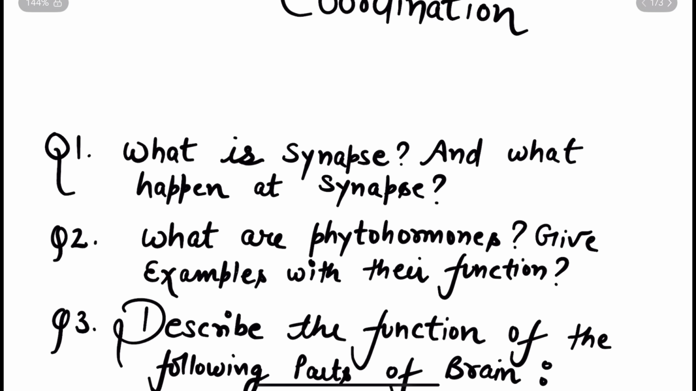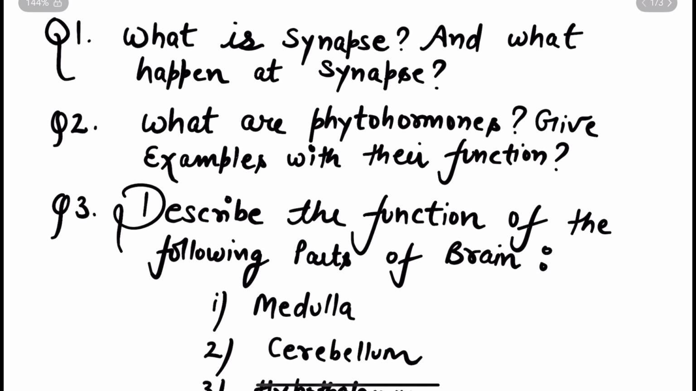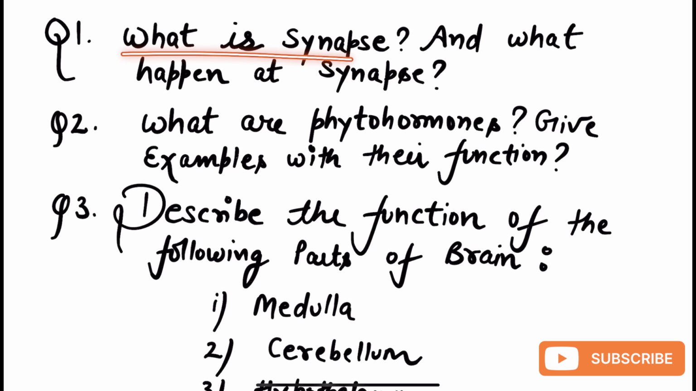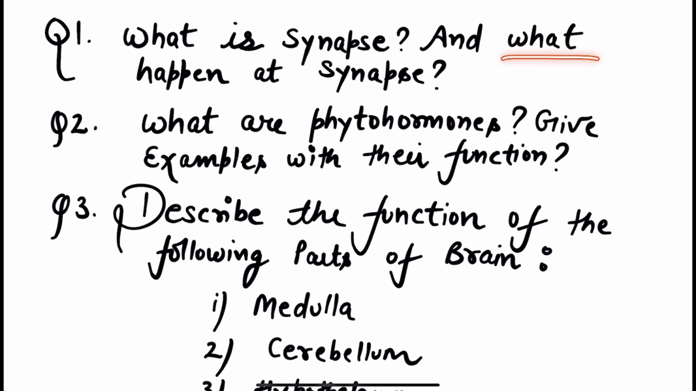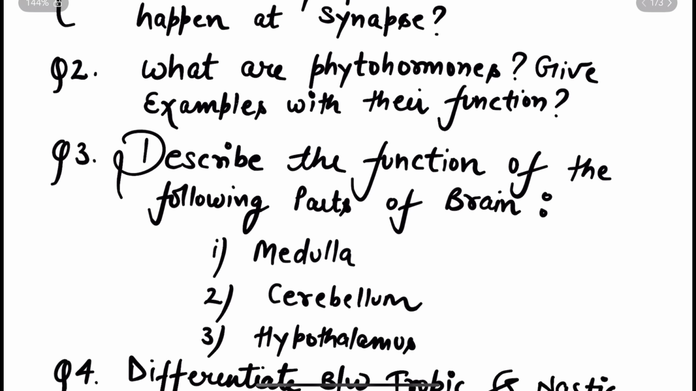So these are the particular questions that I'm going to discuss in this particular video. I have selected 5 different important questions. So let's get started. First question says कि what are synapse and क्या होता है, what happens at the synapse. So let's get started with the synapse first.